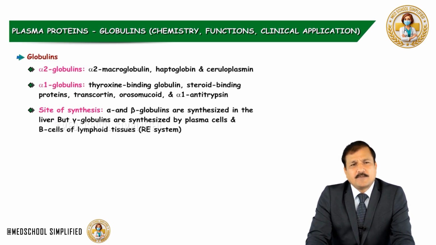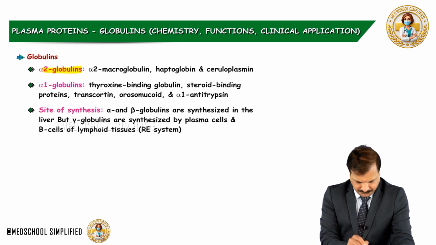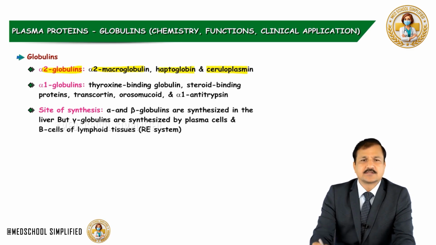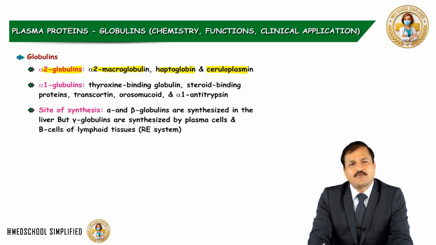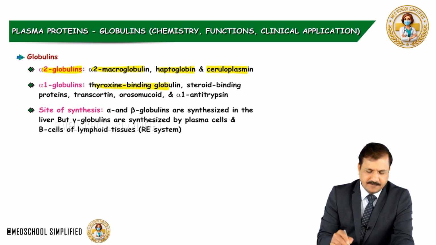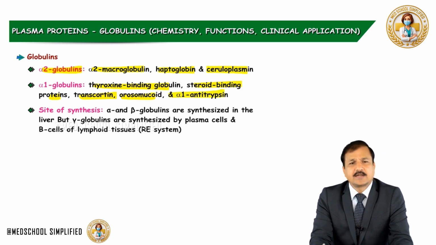Coming to alpha 2 globulins, we have alpha 2 macroglobulin, haptoglobin and ceruloplasmin. In the alpha 1 globulin category, we have thyroxine binding globulin, steroid binding proteins, transcortin, and alpha 1 antitrypsin.